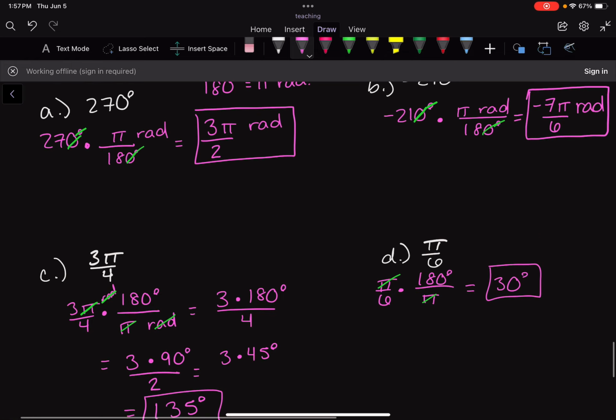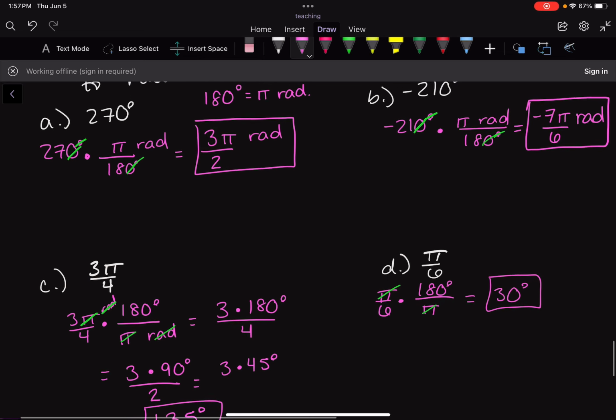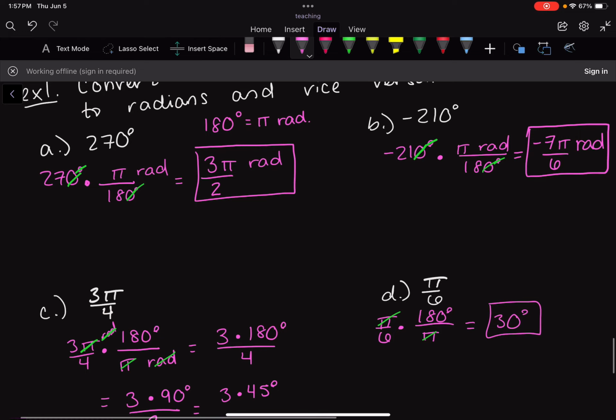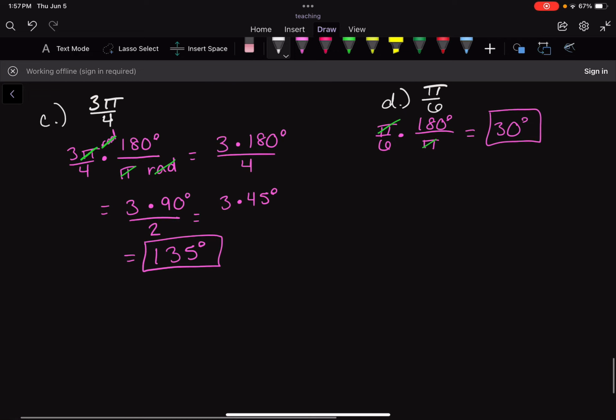I really wanted to show you, I did pick these on purpose. As you work through the course, there are certain angles that you'll need to know how to quickly convert from degrees to radians and vice versa. I'm going to write those down for you, the ones that I would really like for you to remember and know how to get to very quickly.